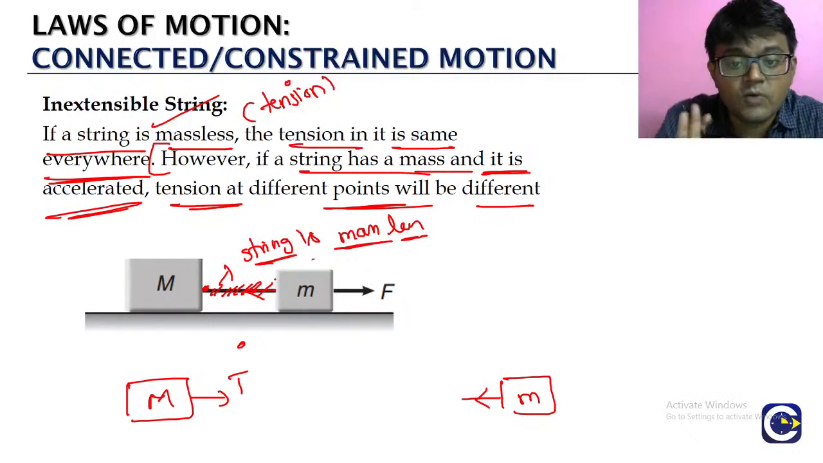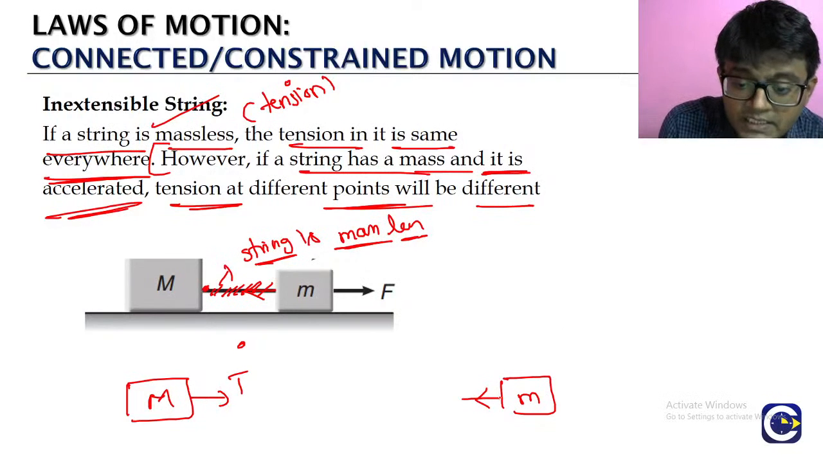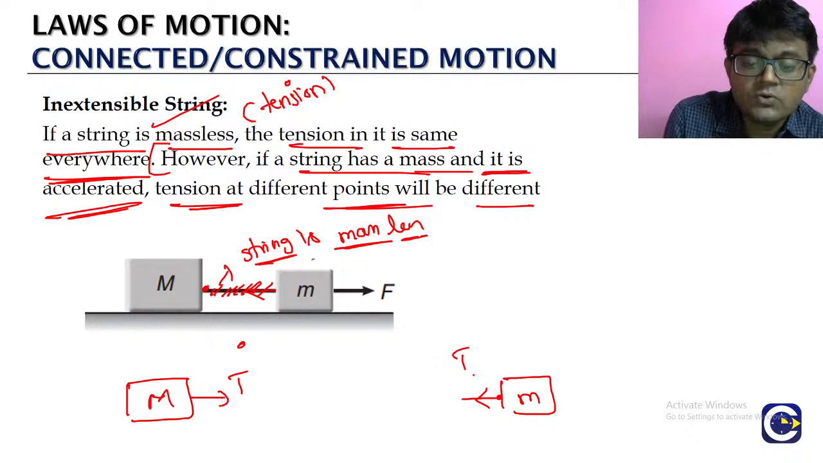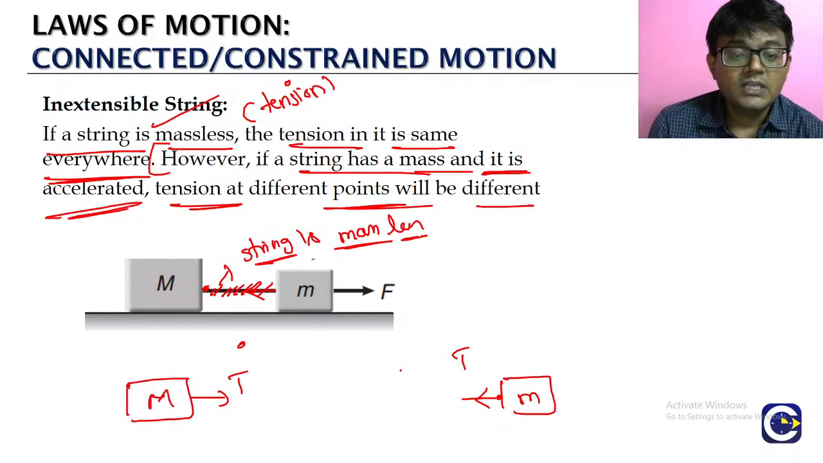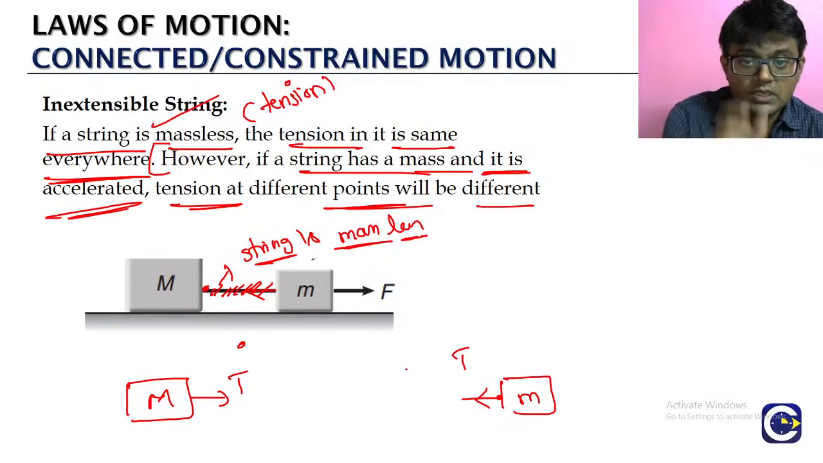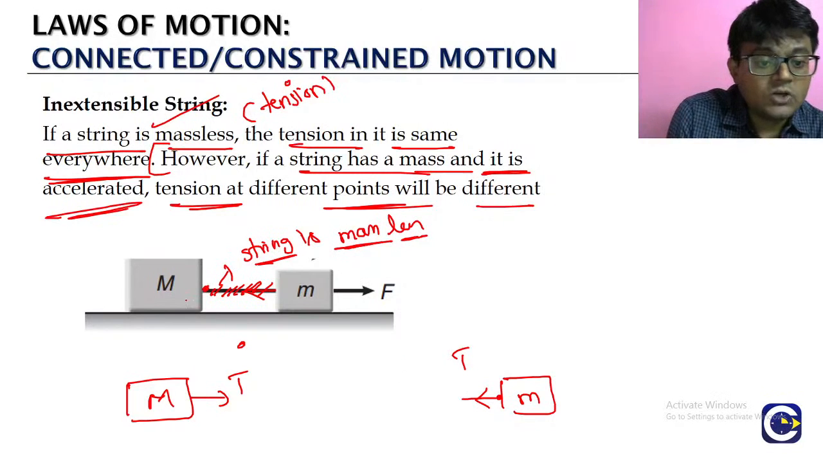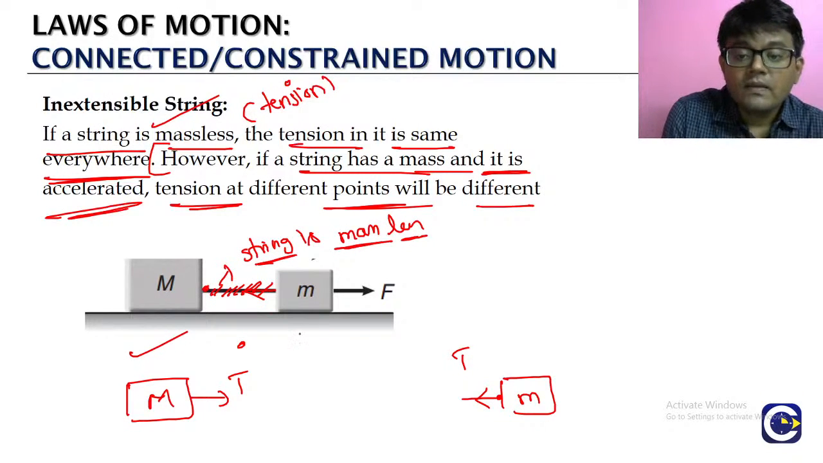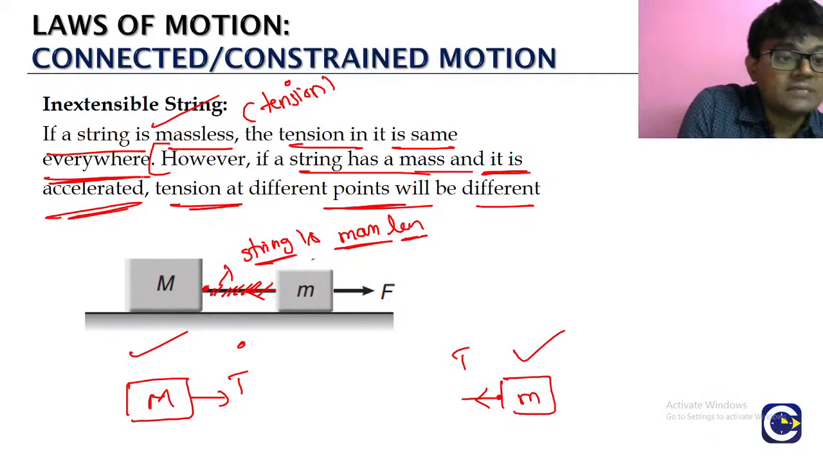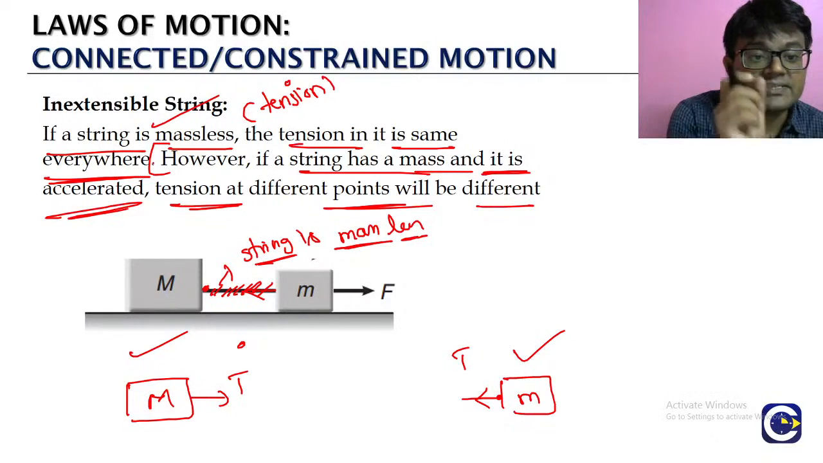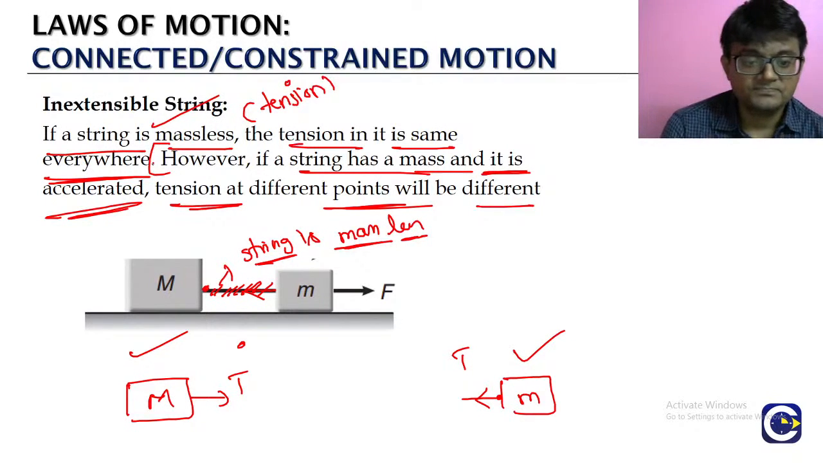everywhere the tension will be what? Same. Which means on this side, what is the tension going to be? It will be the same T, which means what? The tension force acting on the mass capital M will be numerically the same as the tension force acting on the mass small m. Why? Because of the assumption we took. What is the assumption? The string is massless.